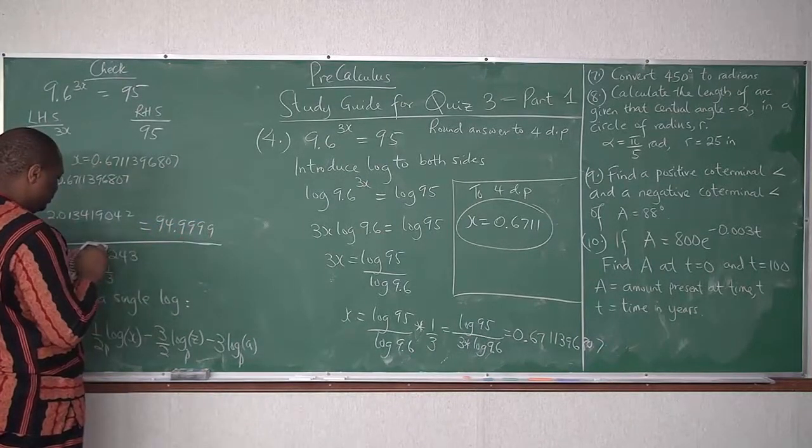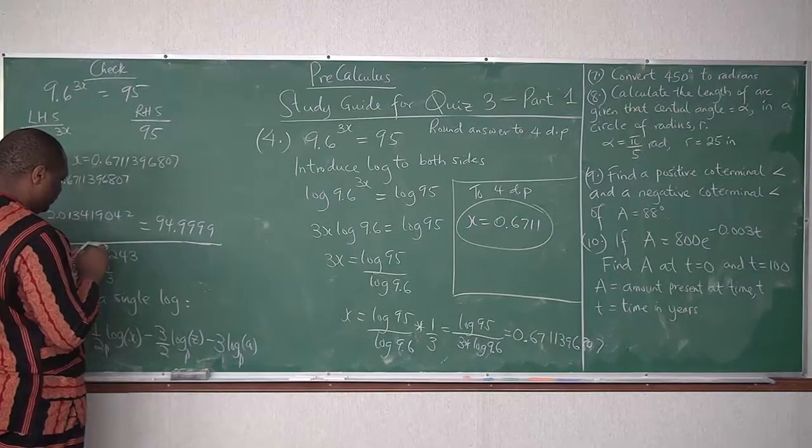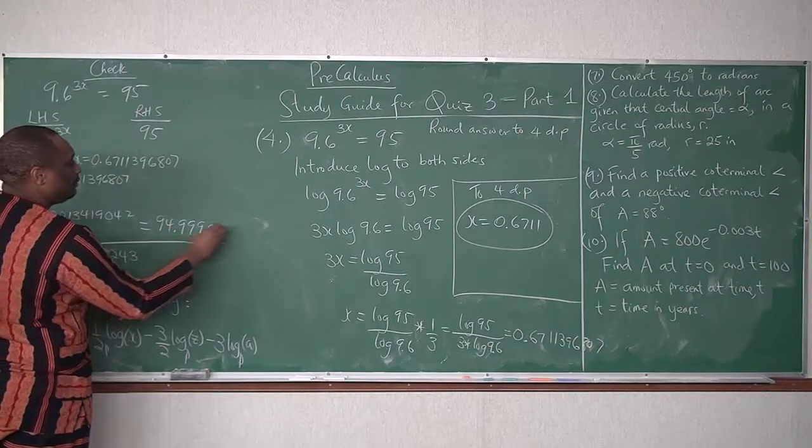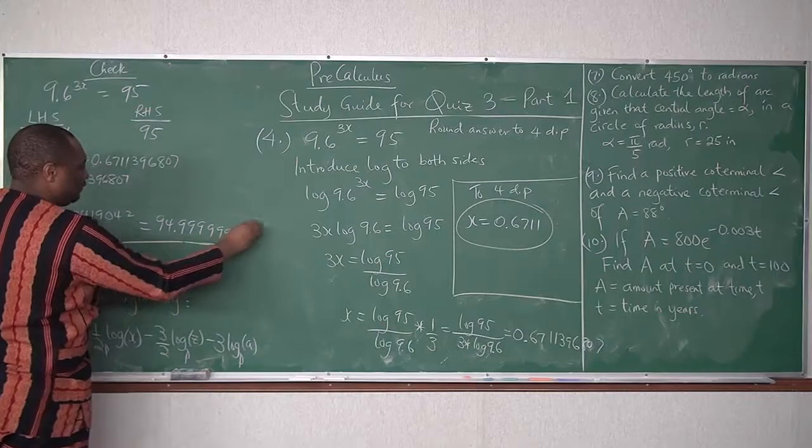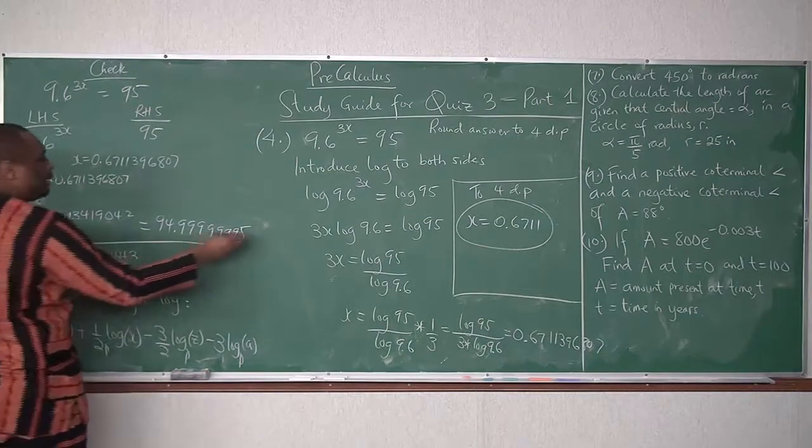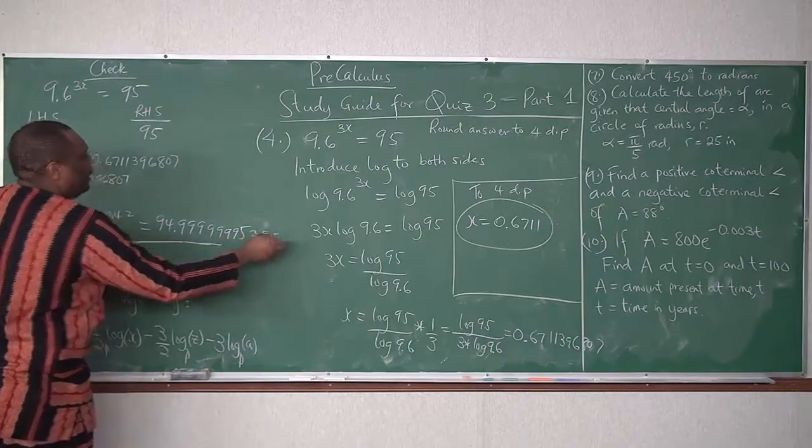Okay, so I have 94.9999 and so on, which is approximately 95. Okay, so we got it right.